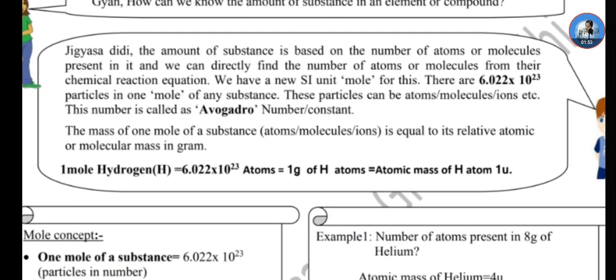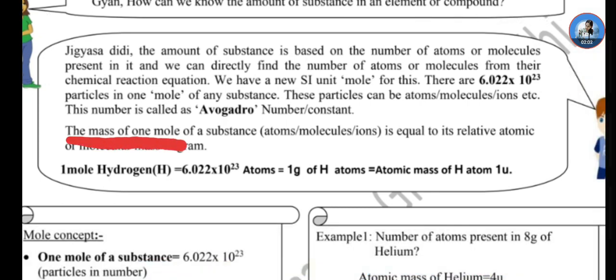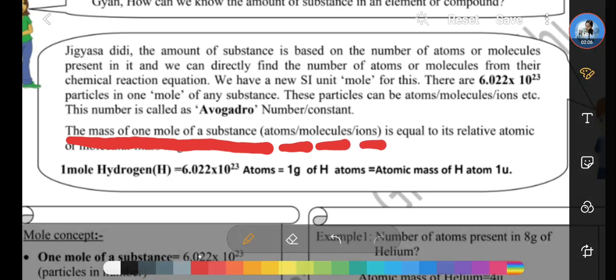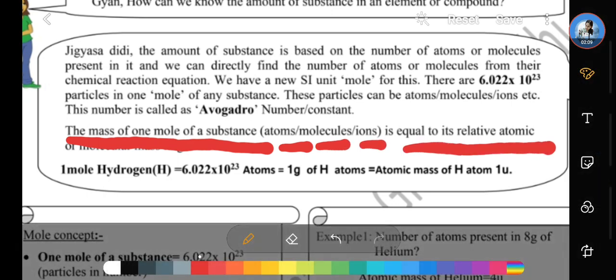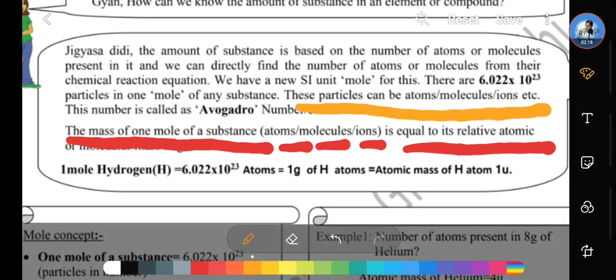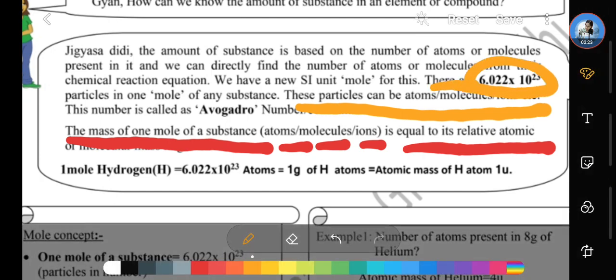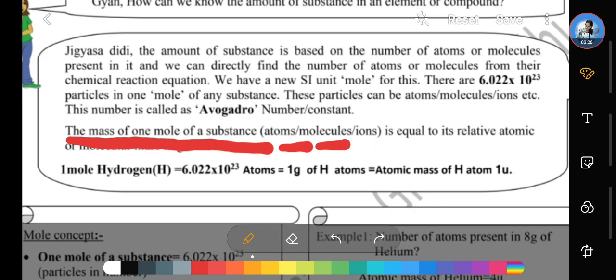The mass of 1 mole of a substance is equal to the relative atomic or molecular mass in grams. So what is 1 mole? The mass of 1 mole of the substance, whether it is of atom, molecule or ion, is equal to the relative atomic mass. Got it? It is the definition of 1 mole. The particles can be atoms, molecules or ions, and their number is fixed, that is 6.022 into 10 raised to power 23.